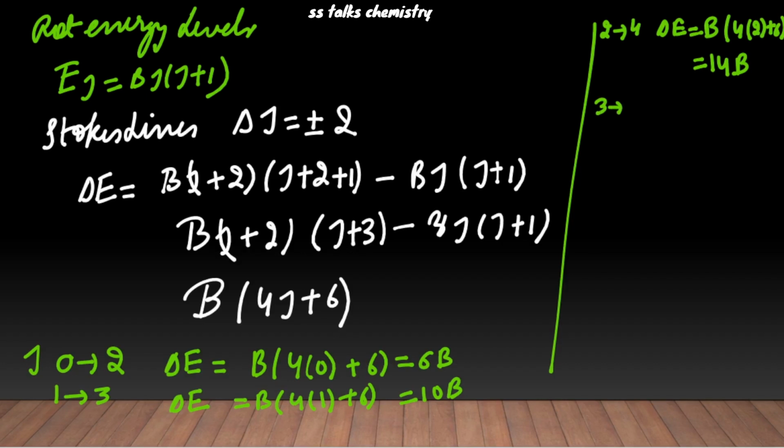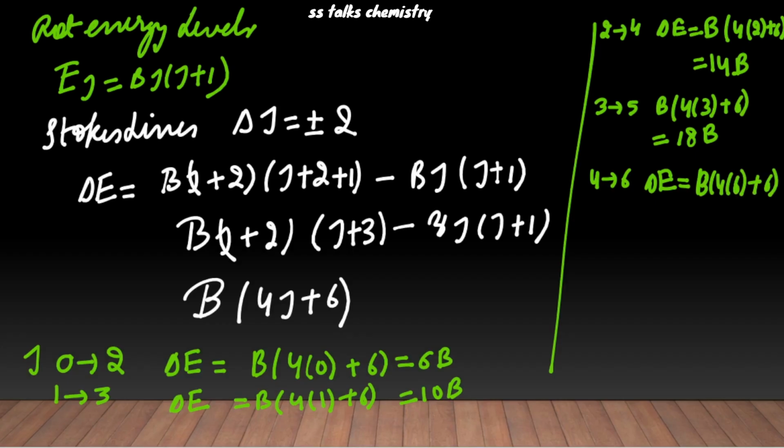Similarly, from 3 to 5 level it will be going, so in that case B into 4 into 3 plus 6, so 12 plus 6, that is 18B you will be getting, right? Now next, from the J value 4 to 6, it is also possible. So in that case, delta E value will be B times 4 into 4 plus 6. So that means 16 plus 6 it is becoming, that is 22B.